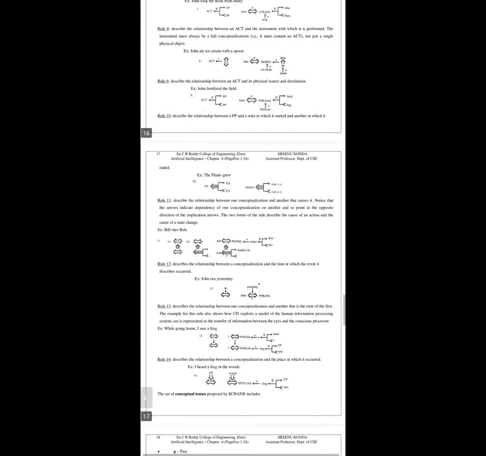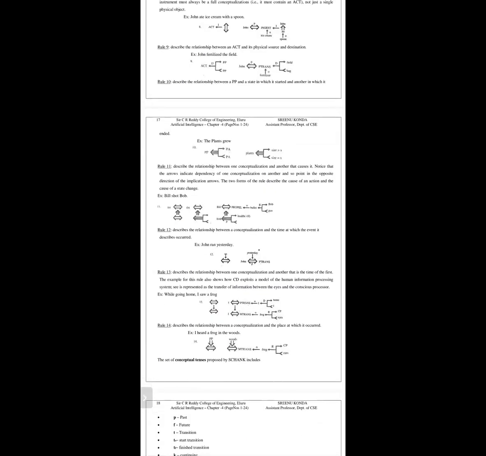So rule number 10. It describes the relationship between a PP and a state in which it started and another in which it ended. That means one is the starting point, another one is the ending point. Okay, it is the relationship between a PP and a state, that is starting state and ending state.